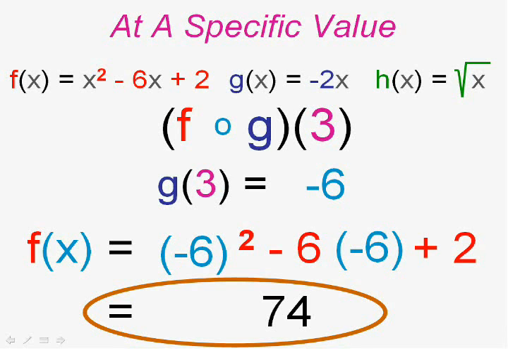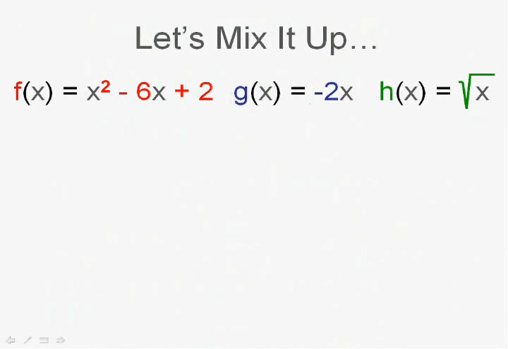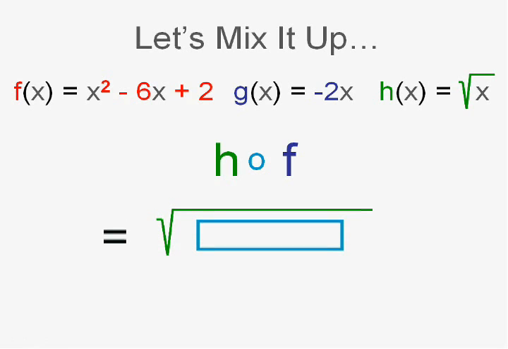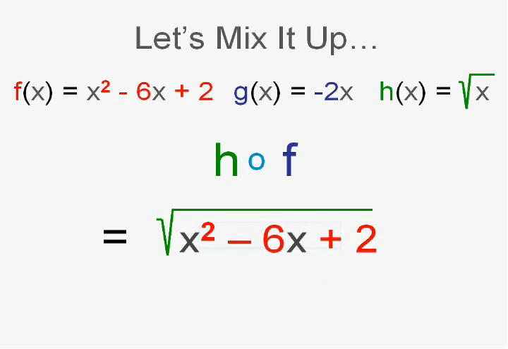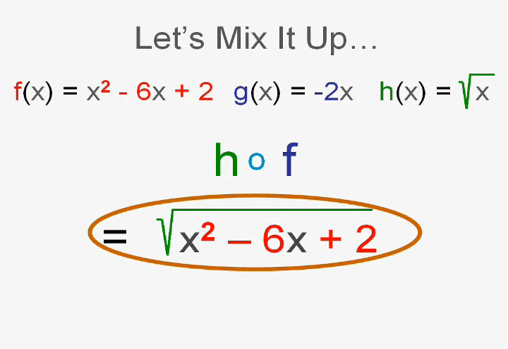Okay, let's mix things up just a little bit here. What about h of f? Now look at your functions. H means take the square root of something. So we're going to take the square root of the function f. And that's all you can do. So that's your answer.